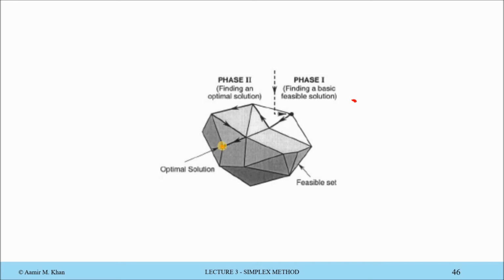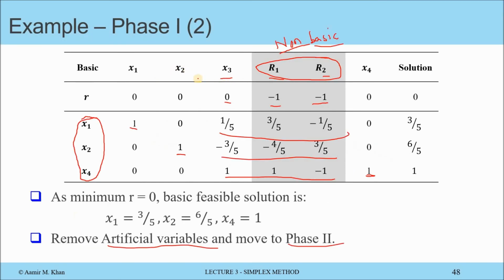In phase 1, we went through all these steps, and finally we reach a point where all the artificial variables are non-basic, so we remove them, and the other conditions are also met: none of the non-basic variables are positive. So we stop there and say this is our basic feasible solution. We take these values, and what do we do next? We move to phase 2.